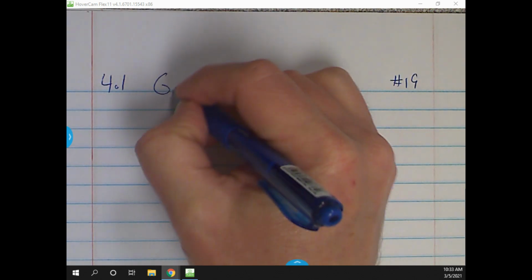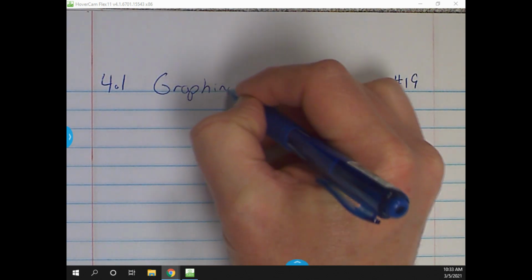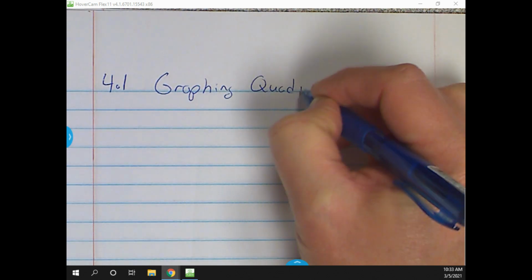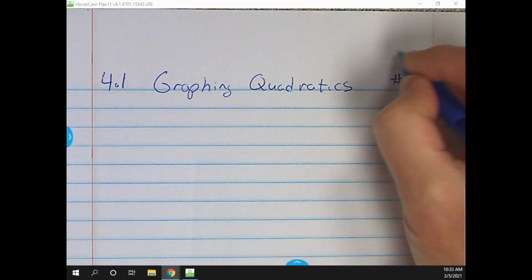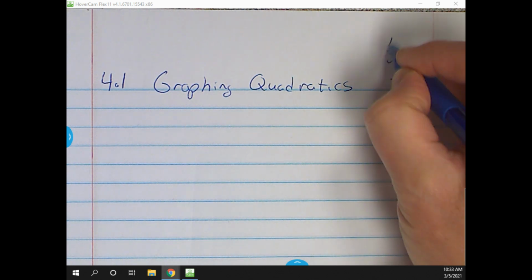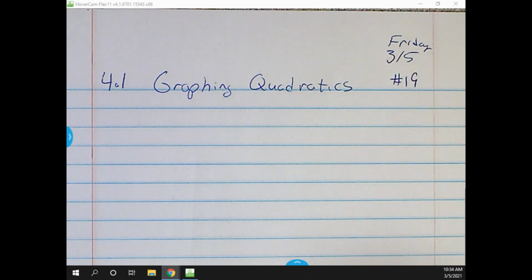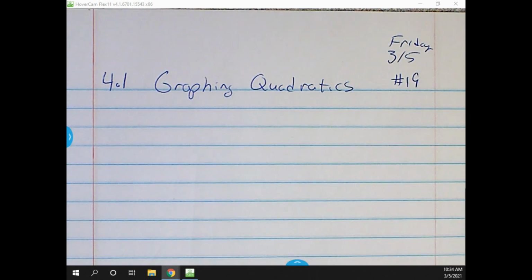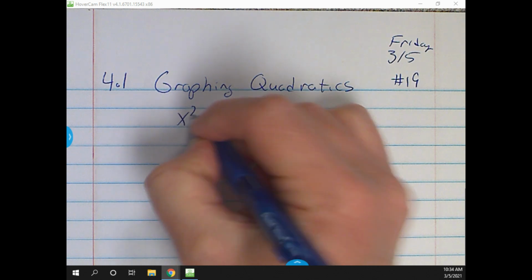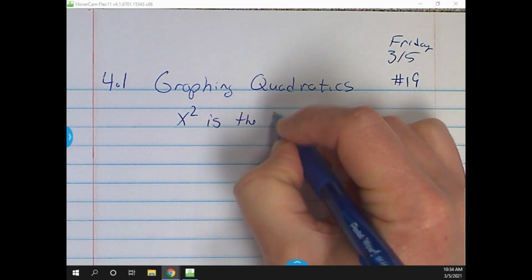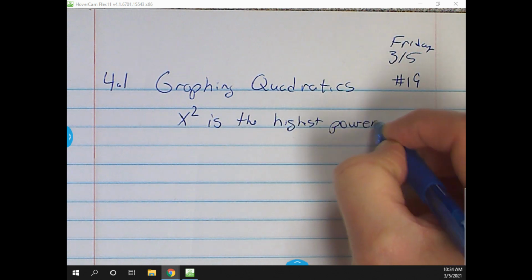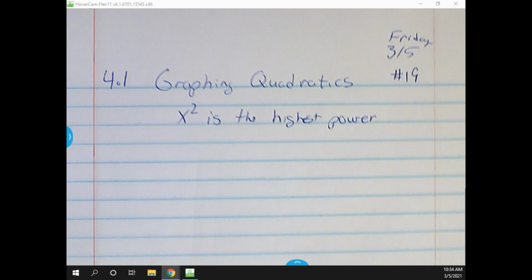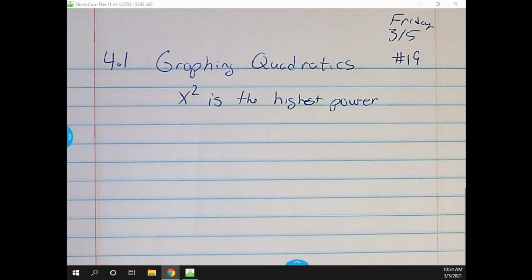All right, so for 4.1, we're graphing quadratics. And remember, quadratics is like all the stuff that we've been factoring and all those other things. For quadratics, the main thing when we're graphing is that x squared is the highest power. It doesn't really matter what happens after that. But the main thing is that x squared is the highest power in the graph that we're looking at.